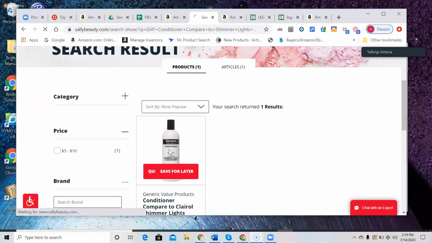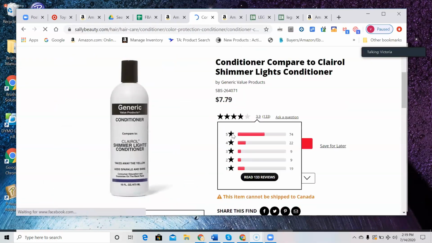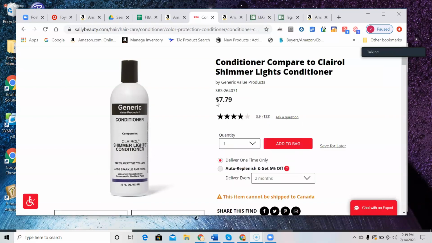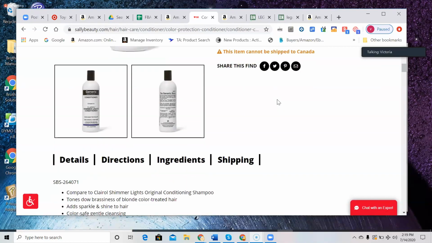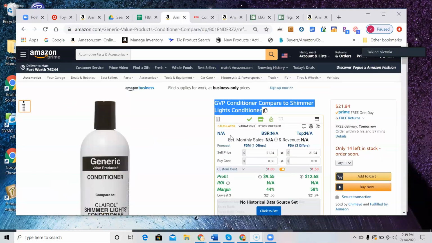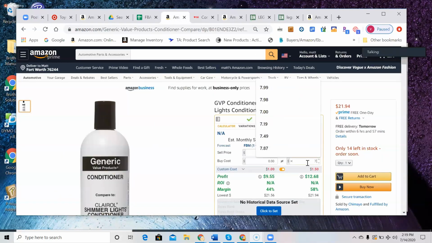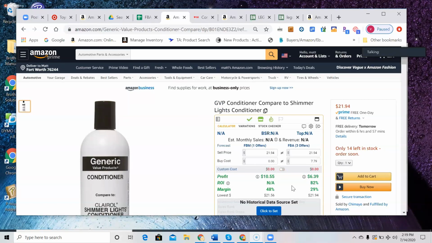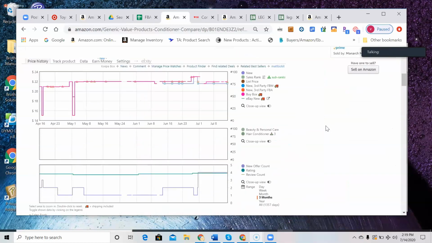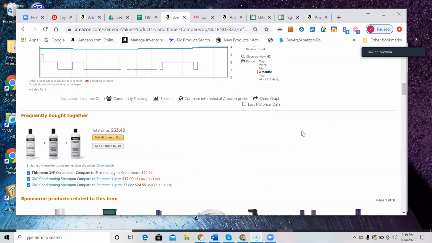So here is the conditioner. And the conditioner is cheaper. As you want to check, it's still 16 ounces. So you want to make sure that you have the right product. It's $7.79, so we'll go back. And that one has a far better ROI than the shampoo that you have. So this one, the Keepa's not great. Let's see if there's a different one.